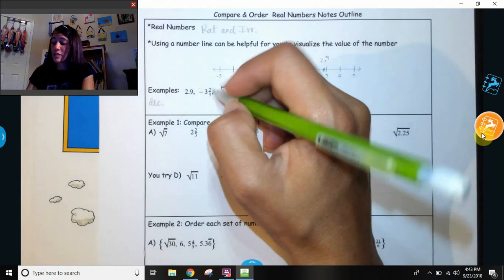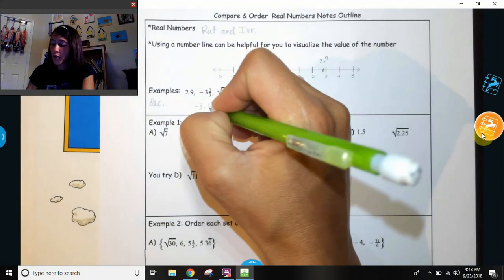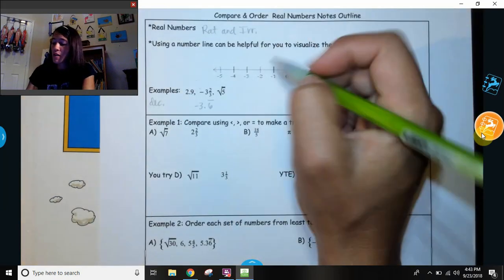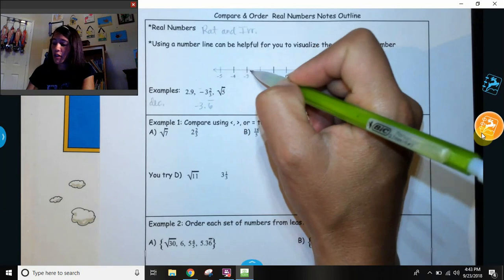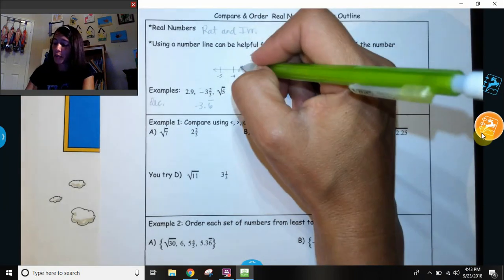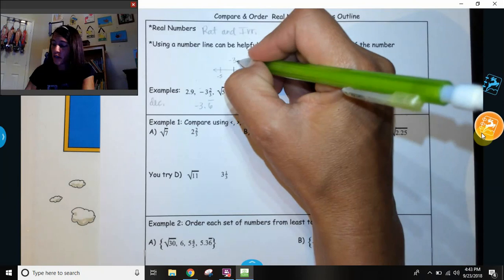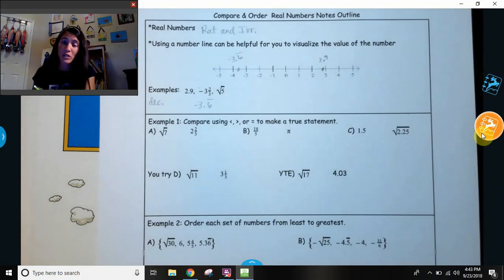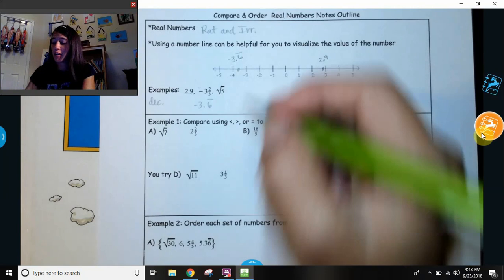If not, change it to a decimal, and that would be negative 3.6 repeating. So it's between negative 3 and negative 4, and a little bit closer to negative 4 because it's 0.6, so it's a little bit more than half. So negative 3.6 repeating.